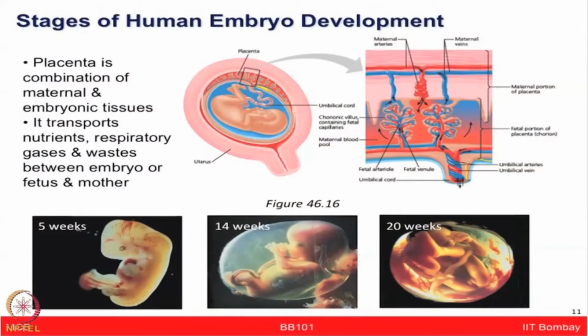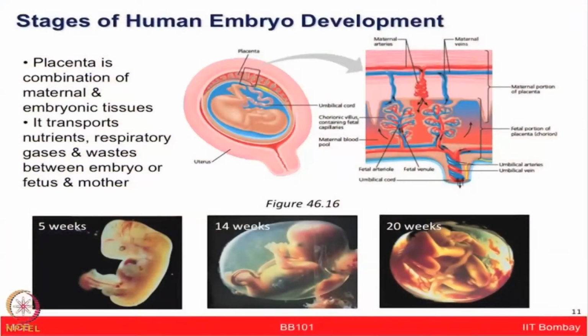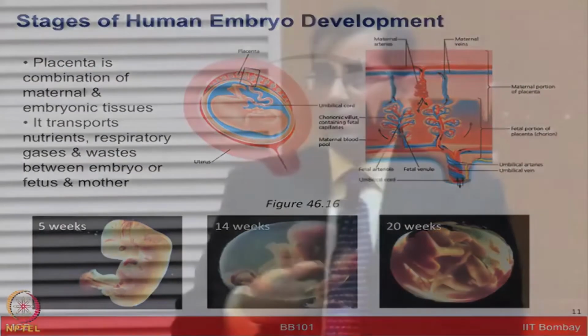So these are some of the images shown at different weeks: 5 weeks, 14 weeks, 20 weeks. The organs keep developing, organogenesis is happening. What is important here is that this embryo is totally developing on the mother's nutrition and environment, and to connect that, it has the placenta. The placenta provides all the nutrition from the mother to the child, and all the gases, all the oxygen requirement, as well as all the excretory material which has to go out, also through the same connected layers.